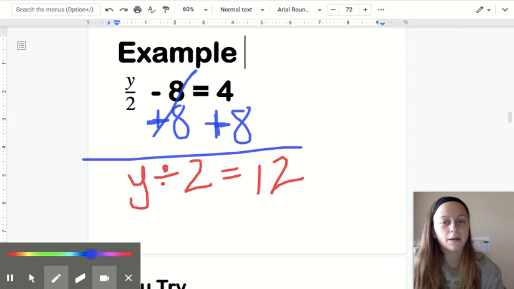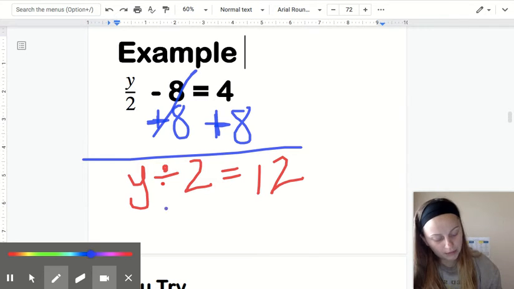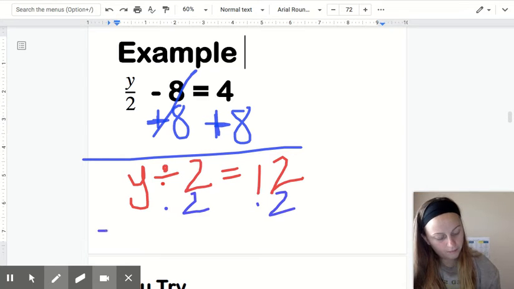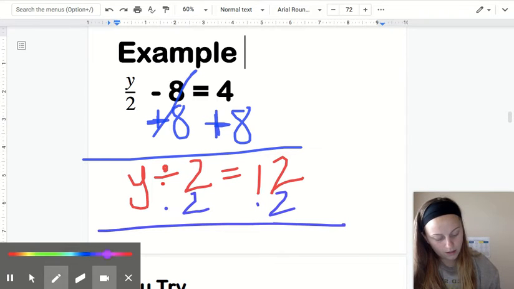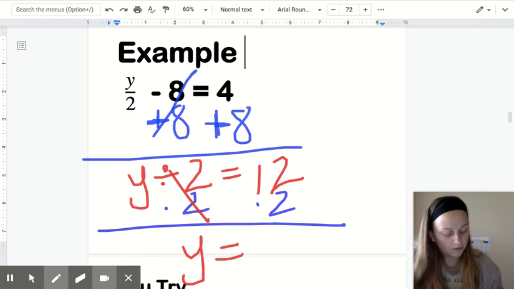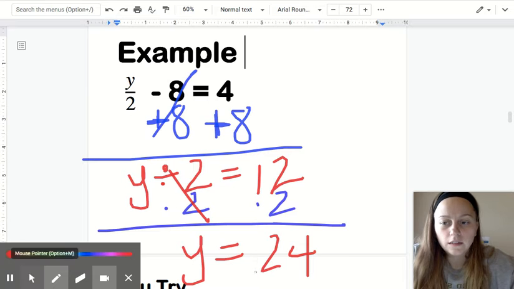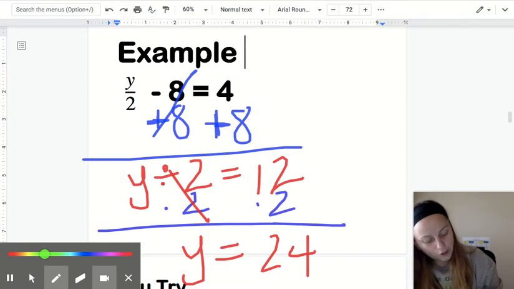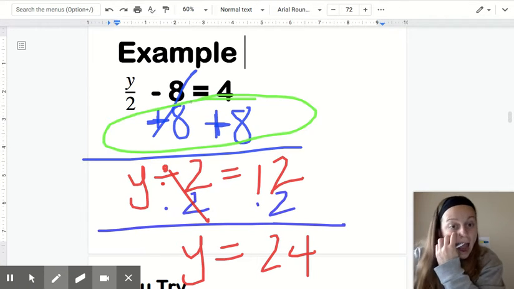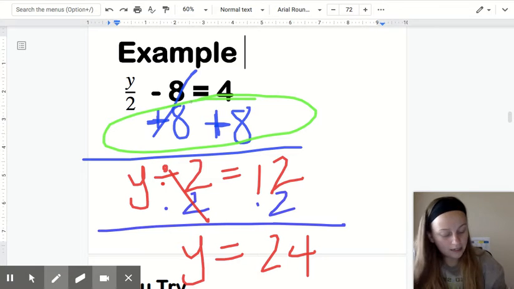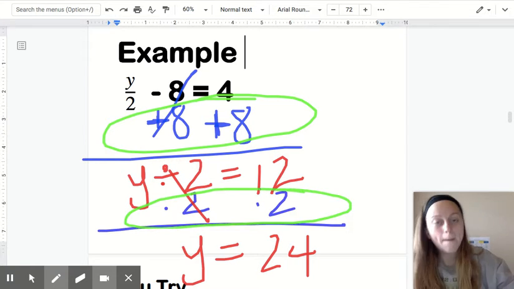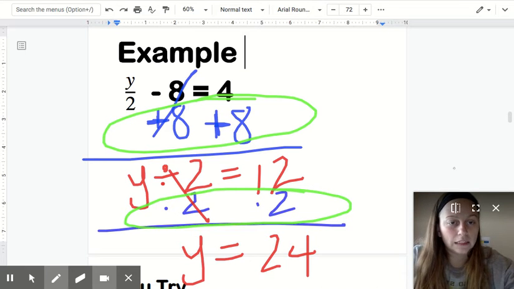So now I just have a divide by 2 hanging on to the y. So I got to get rid of that, and I'm going to do that by timesing by 2 on both sides. These 2's cancel each other out, so I'm left with y over there, and 12 times 2 is 24. So here you can see I showed inverse number 1, adding 8 on both sides. Here you can see I showed inverse number 2, multiplying by 2 on both sides.